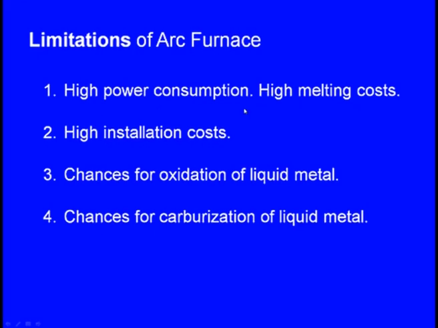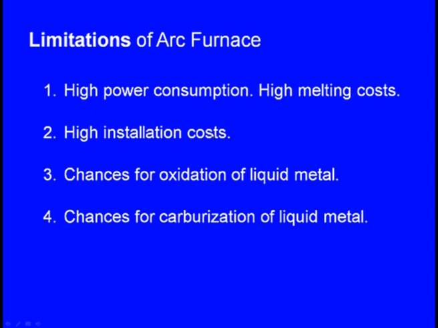Next, these are the limitations of the arc furnace. High power consumption, high melting costs. Very high power is consumed, and that is how it results in high melting costs. Next, high installation costs. Chances for oxidation of liquid metal. Next, chances for carburization of liquid metal. Why? Because we are using graphite electrodes. The carbon in these graphite electrodes will enter the molten metal, and that is how carburization of liquid metal takes place. Carburization means addition of carbon into the molten metal.